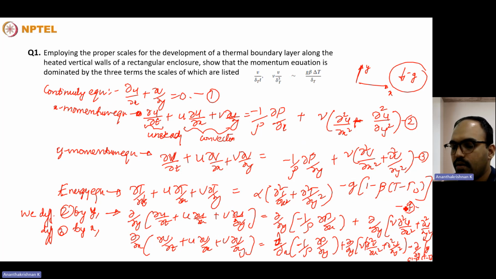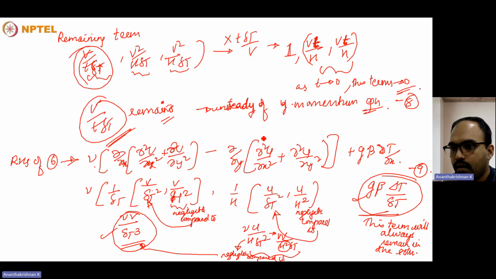So the differentials of u terms get cancelled out, and the x momentum equation is completely avoided. But it's not avoided as such, because in order to calculate the pressure, you need the x momentum equation as well, in order to back substitute and find it out.